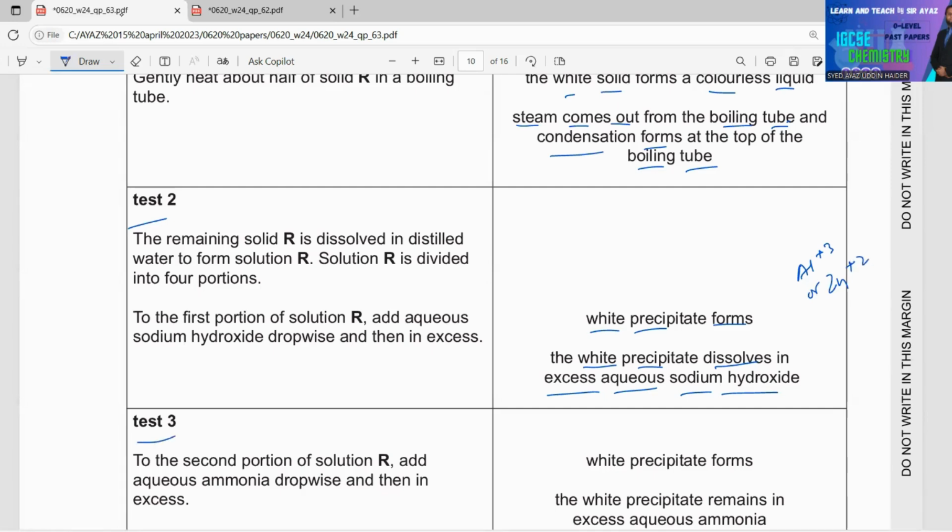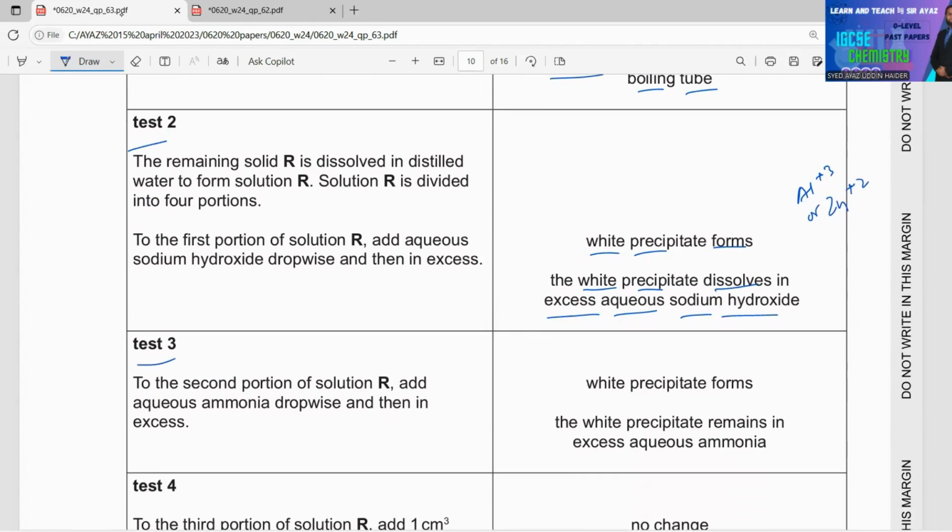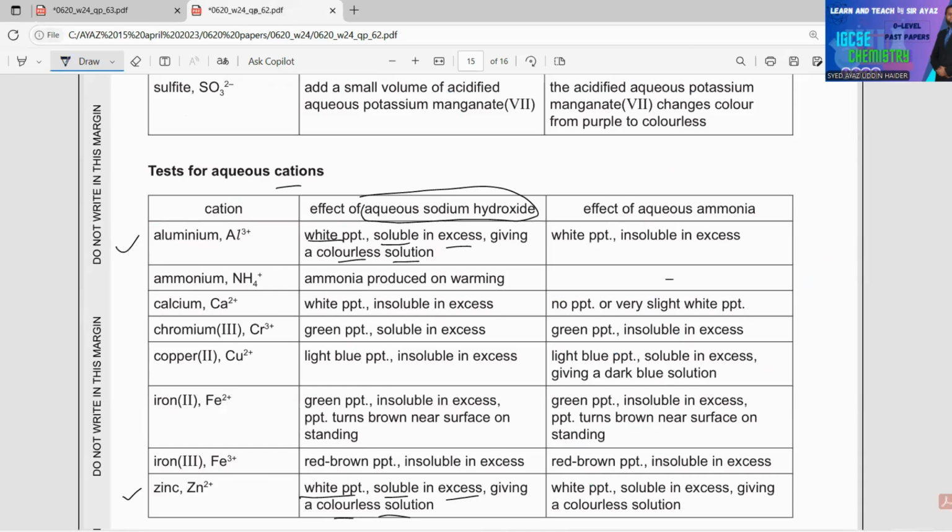Test 3. To the second portion of solution R, add aqueous ammonia dropwise and then in excess. White precipitate forms. The white precipitate remains in excess aqueous ammonia. This is also the test for the cations. You see the effect of aqueous ammonia on both Al3+ and Zn2+, and you will see that only Al3+ gives white precipitate which is insoluble in excess.